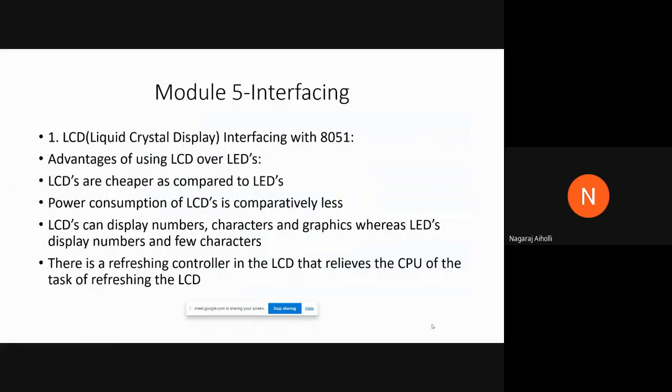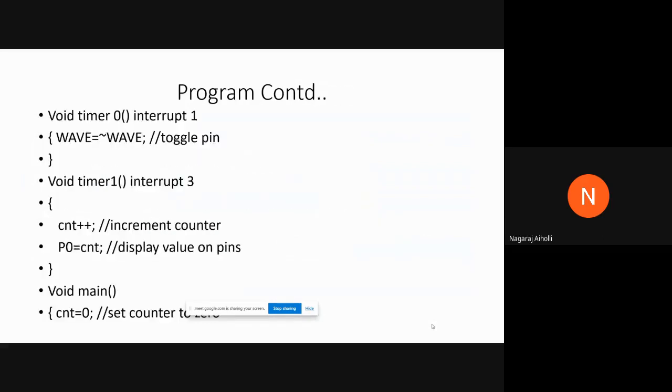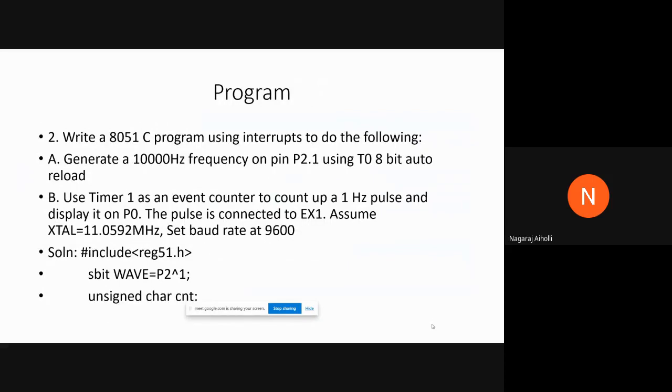Good morning, students. In the last class we stopped at module 4, where we discussed a program on how to generate a 10,000 Hz frequency on pin P2.1 using the T0 8-bit auto reload timer, and to use timer 1 as an event counter to count a 1 Hz pulse and display it on P0. The pulse is connected to external interrupt 1. We assume that the crystal frequency is 11.0592 MHz and the baud rate is 9600. We wrote an 8051 C program.